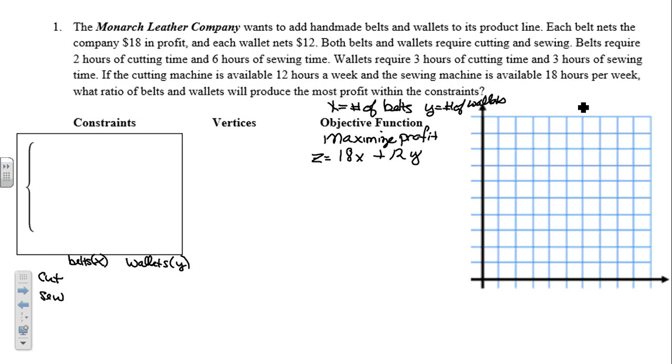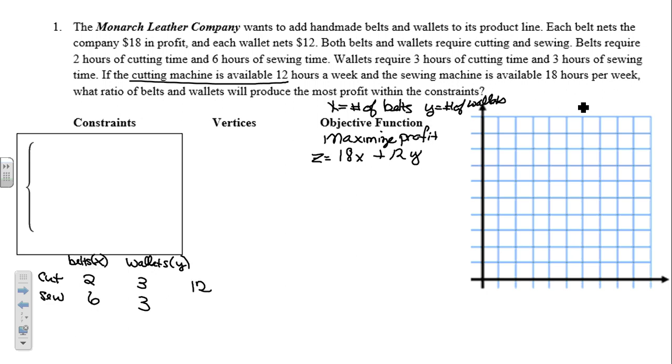How much time does it take to cut a belt? 2 hours. How much time does it take to sew a belt? 6 hours. Okay? How much time does it take to cut a wallet? And how much time does it take to sew a wallet? Okay, now let's think about cutting time. How many hours max do we have for the cutting machine each week? 12. Cutting machine's available 12 hours.